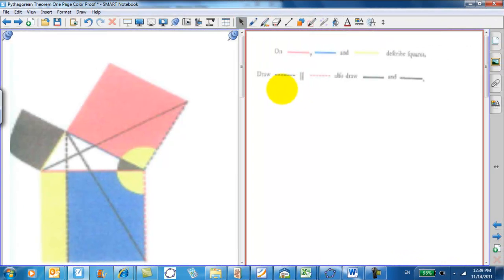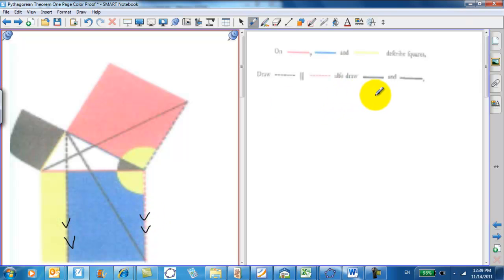Draw these lines, the dashed black line parallel to the dashed red line. So that's what they've got right in here. So they're going and making this altitude to this side of the hypotenuse. So let's denote that with our parallel symbols. They're parallel, these lines are parallel. And also note that the black line, there's another pair of parallel lines here. The solid black line is parallel to this other line.